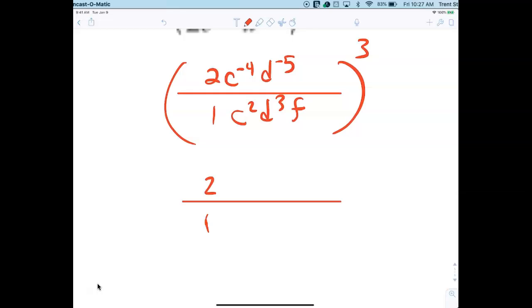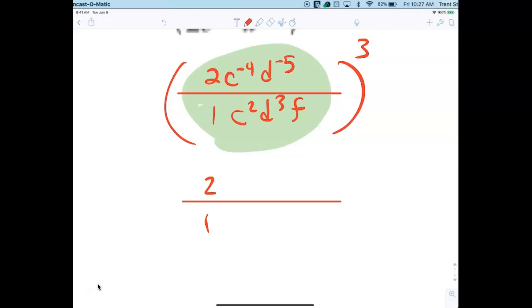Why wouldn't you do 2 cubed? We're doing simplifying first. He wants to simplify the fraction first. So we're going to simplify this first, then we're going to go back and cube it. All right, that's a good question also. All right, now look at the C's. What do I got for the C's?